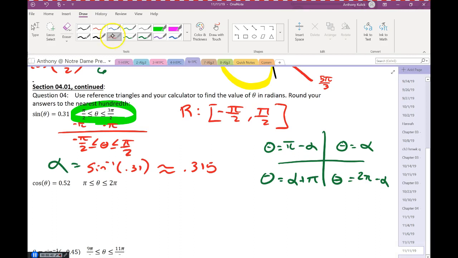So to review what we did, we started by taking the given range and turning it into the fundamental range for sine or cosine or whatever.